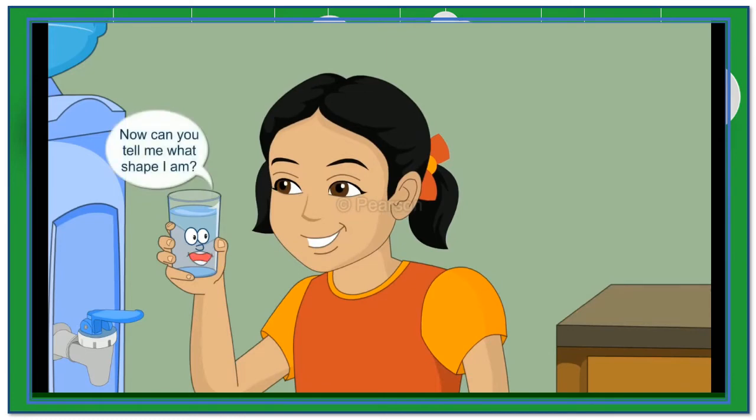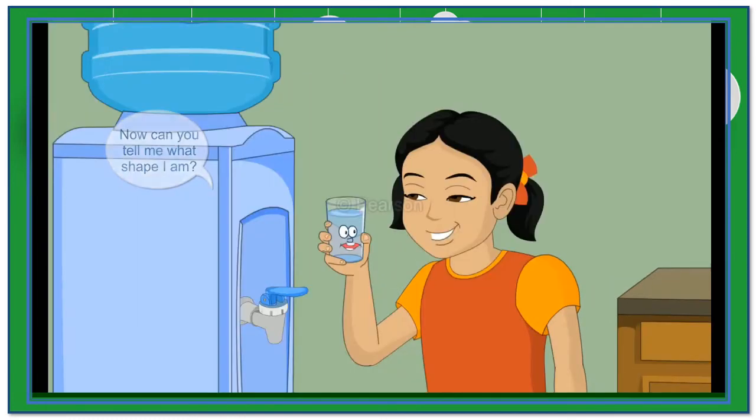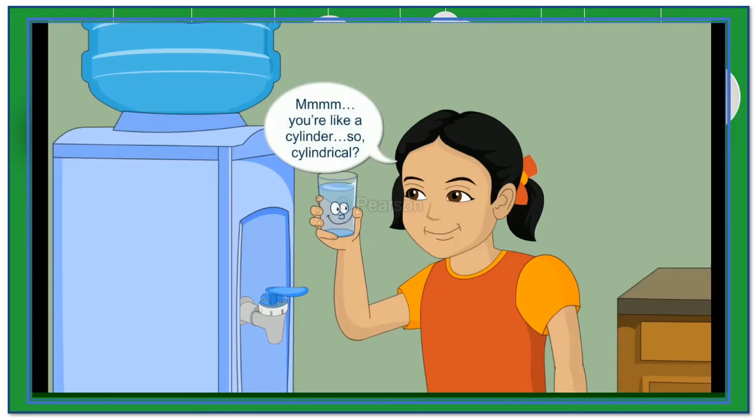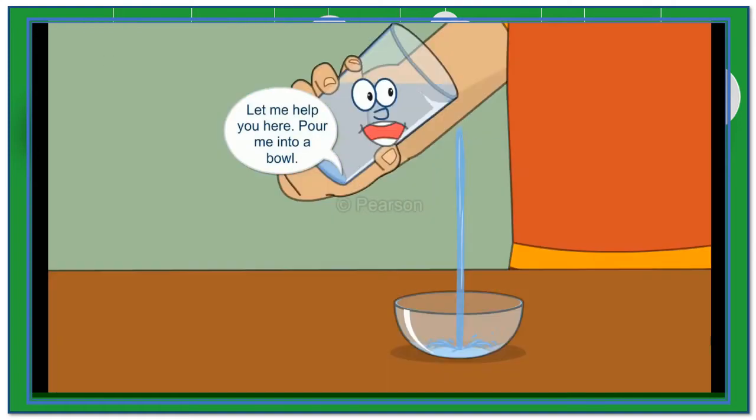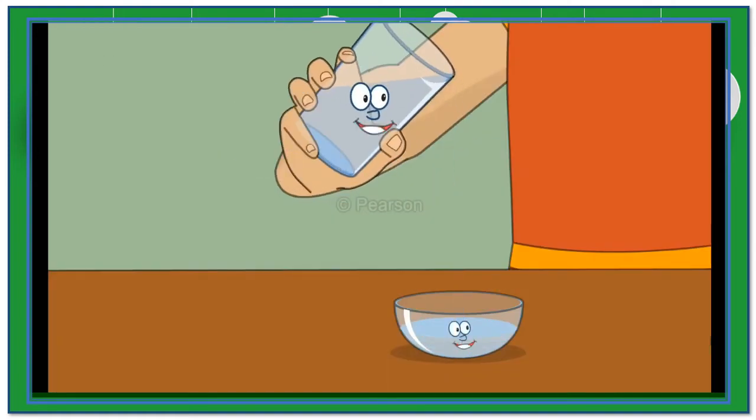Now, can you tell me what shape I am? You are like a cylinder, so cylindrical. Let me help you here. Pour me into a bowl. Now pour me into a conical container.